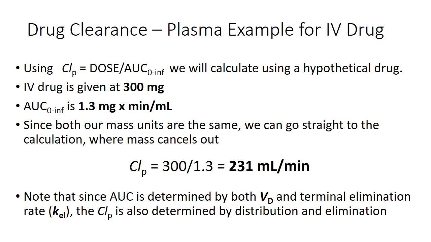We have to always check, and this is one thing I want you to get familiar with, that the dose of the drug is in the same units as your area under the curve. If not, I would probably just convert the mass of the drug dose. It's probably a little easier to do that than to mess with the area under the curve units, but you could do either. In this case, both of our mass units are the same, so we can go straight to the calculation where mass cancels out. It would be 300 divided by 1.3. Very simple. So the clearance would be 231 milliliters per minute.